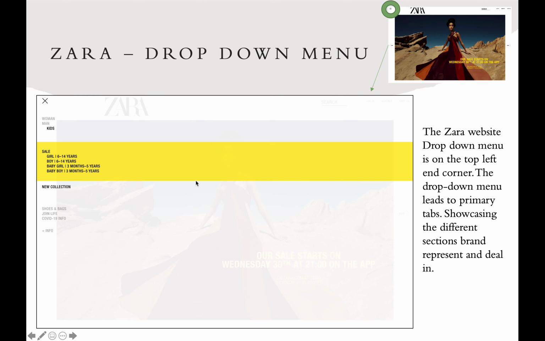In the next slide, you can see the drop-down menu, which is on the left top corner of the website, which showcases the sections they are dealing in, the products they are providing, and everything they like to present to the user.